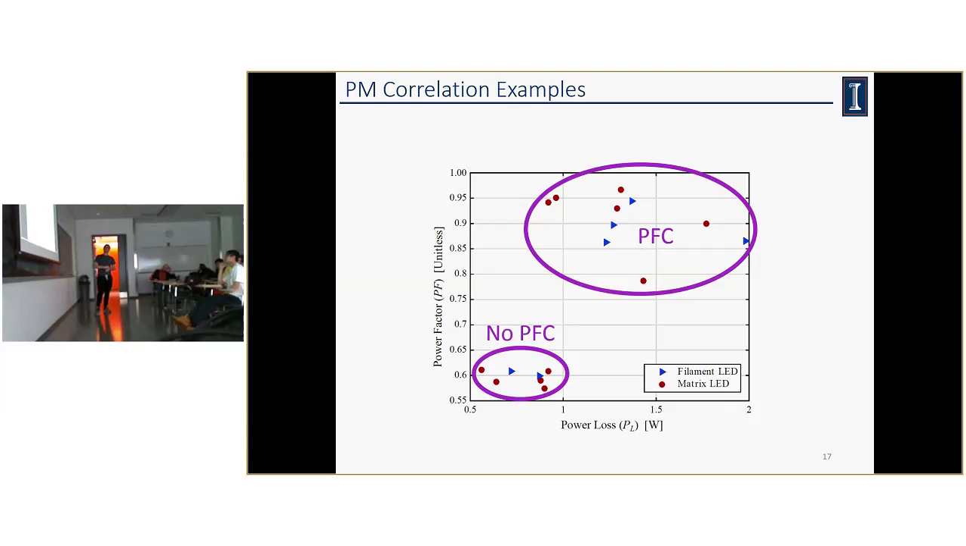Okay. And then here's just another example of a correlation between performance metrics. This is power loss versus power factor. And as you can see, you can kind of group these into whether there is power factor correction or whether there isn't, whether there is specific hardware and control that allows power factor correction or whether there isn't.